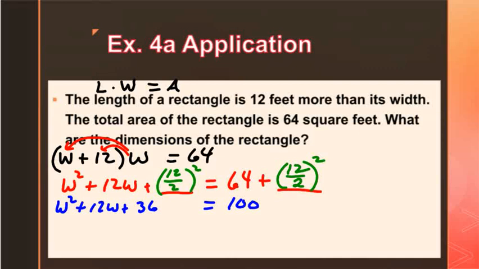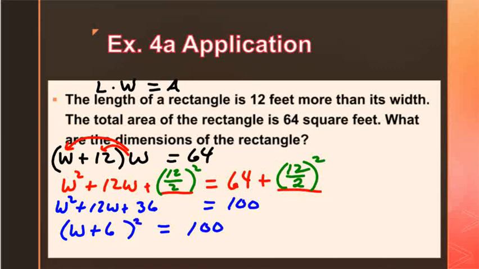Now to factor this, I know it's a perfect square trinomial. Positive 6 times a positive 6 is 36. 6 plus 6 is 12. This will equal 100. This is squared over here.